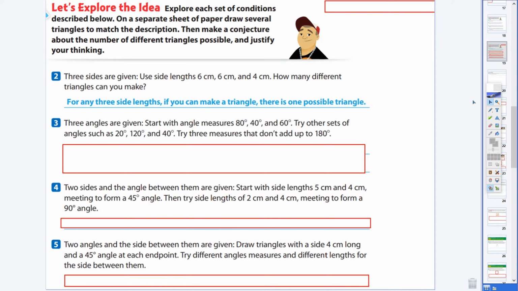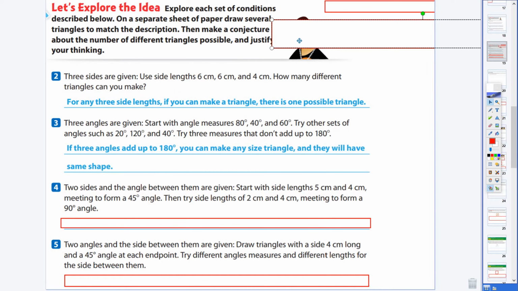Let's look at problem 3. 3 angles are given. Start with angle measures 80 degrees, 40 degrees, and 60 degrees. And then try other sets of angles such as 20 degrees, 120 degrees, and 40 degrees. Try 3 measures that don't add up to 180 degrees. Let's see what we got for this one. If 3 angles add up to 180 degrees, you can make any size triangle and they will have the same shape. Think about that.